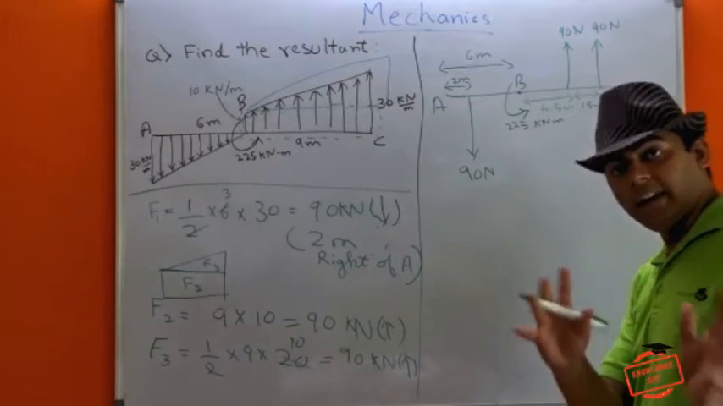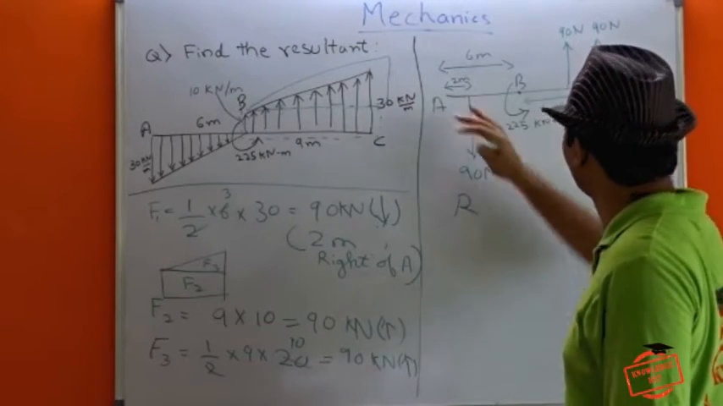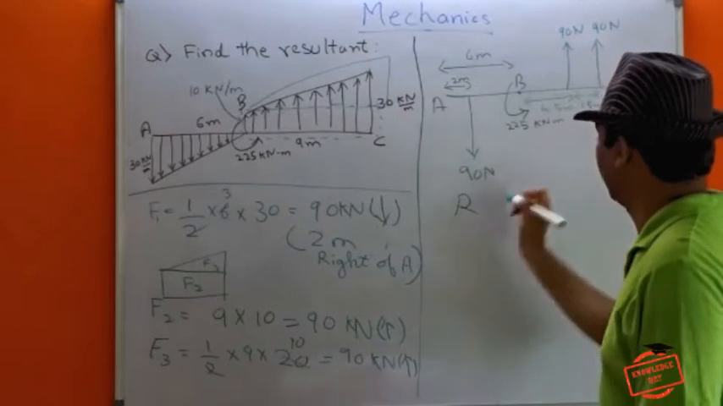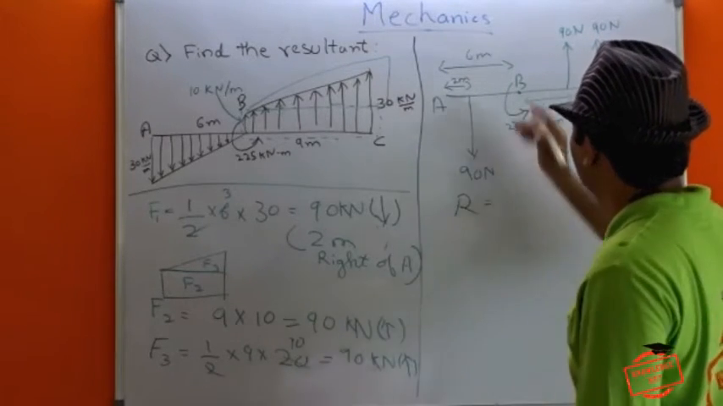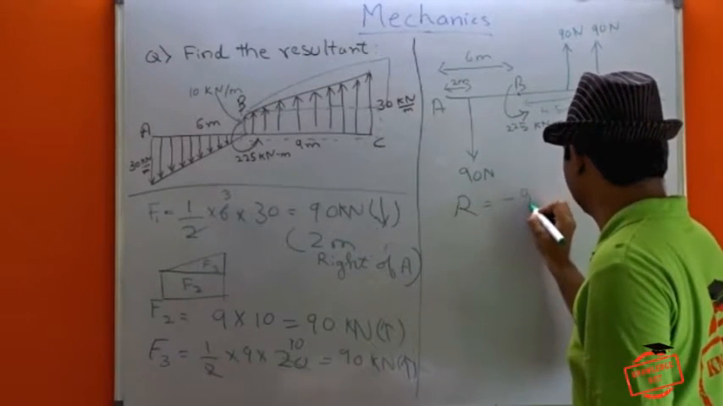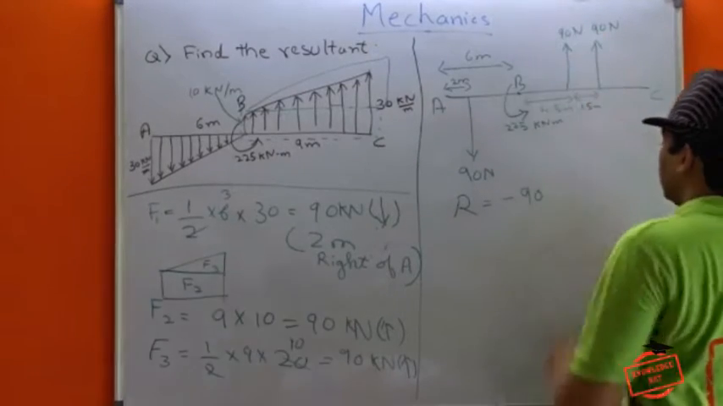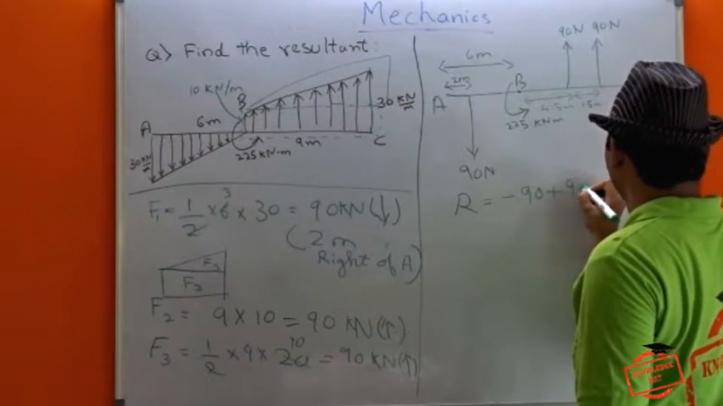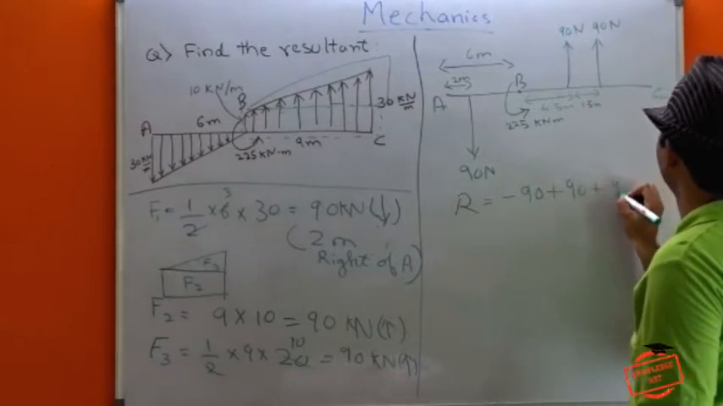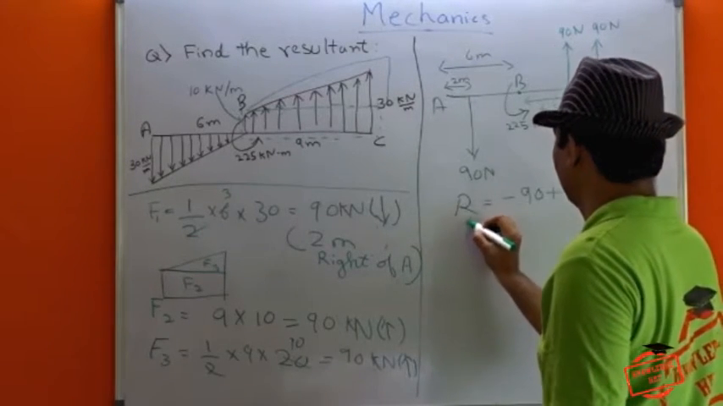Now we have to find a resultant of these forces. Since there are no x components here, we can directly write the resultant. This force acting downwards should be taken as minus 90. The other two forces are acting upwards, so this will be plus 90 plus another 90. So our total resultant force would be.